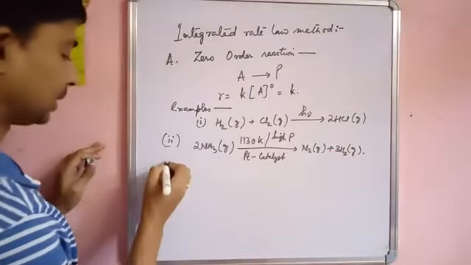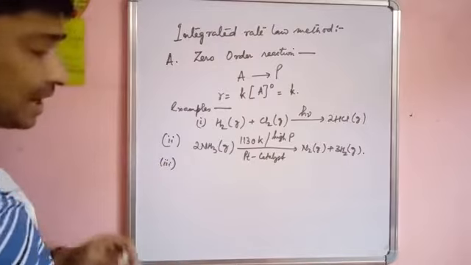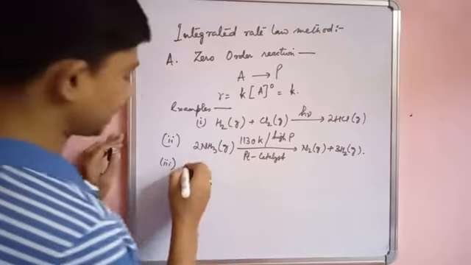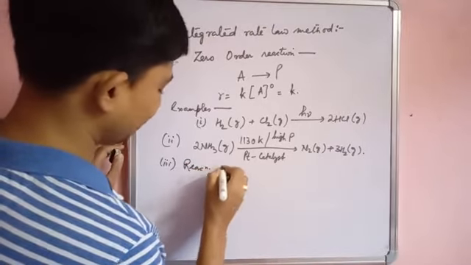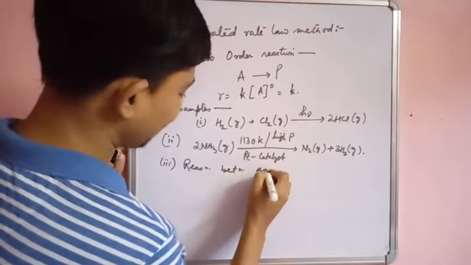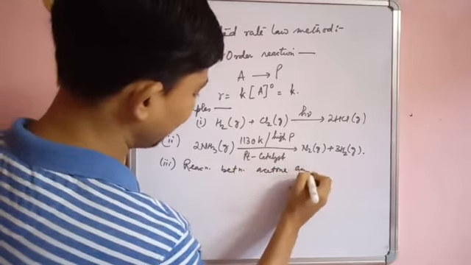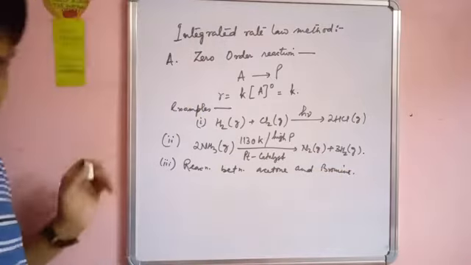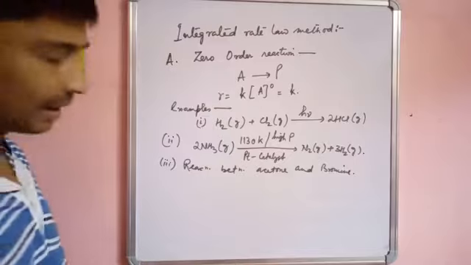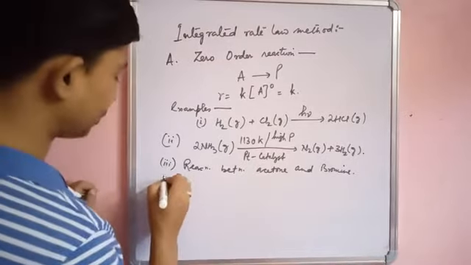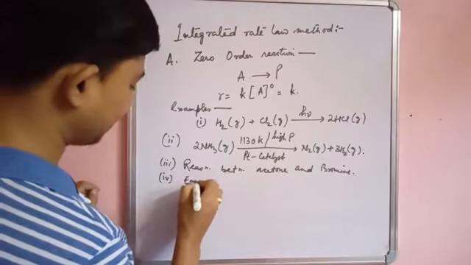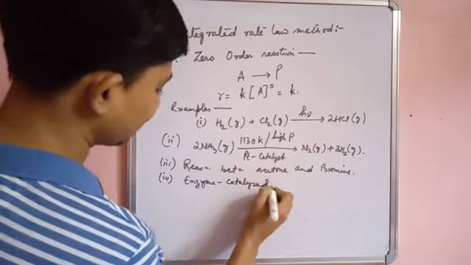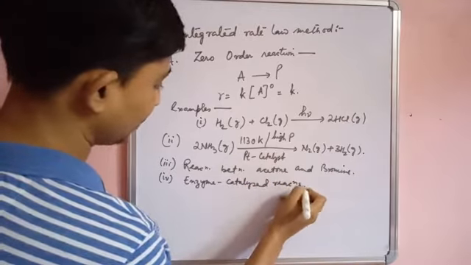The third example which I am going to cite over here is the reaction between acetone and bromine. This is also an example of zero order reaction. The fourth one is enzyme catalyzed reactions. These reactions are generally of zero order.